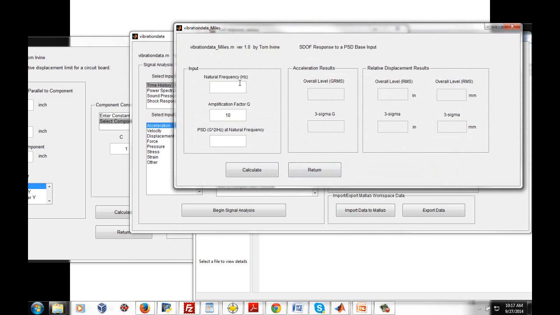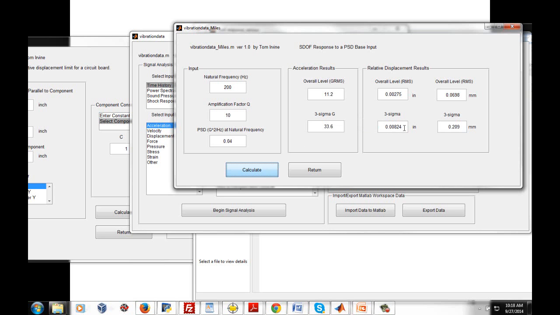So here we are with our Miles equation, and 200 Hertz is our natural frequency. Q is equal to 10. Our PSD input at the natural frequency is 0.04 G squared per Hertz. Let's go ahead and do the calculation, and we're going to get 6 different response metrics there.